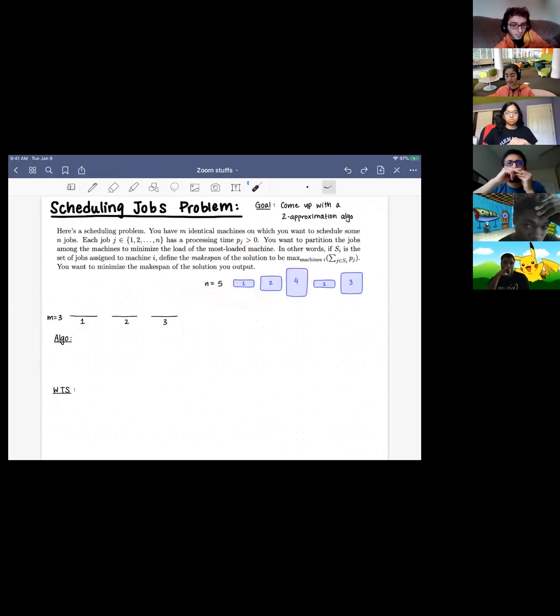If over here we assigned 100, and over here we assigned 50, and over here we assigned 75 units worth of jobs, how long is our makespan here? Can someone put it in the chat or just unmute themselves?